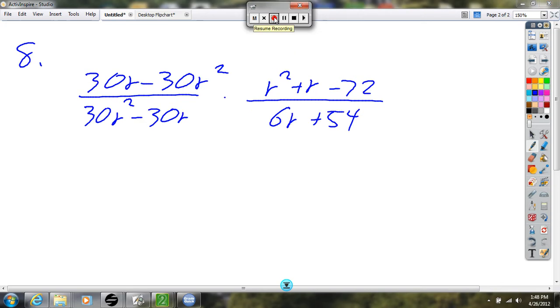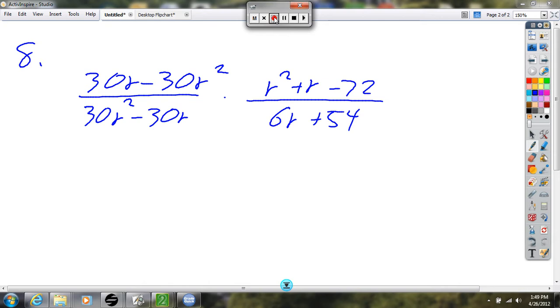All right, we're multiplying, which means it's really nothing but one big fraction. There's no difference between this problem and taking this line and just going straight across. You're multiplying it all together. So what do we do? We factor everything. How do I factor the top? What's common? 30r. We put the r squared. 30r, and this is backwards.